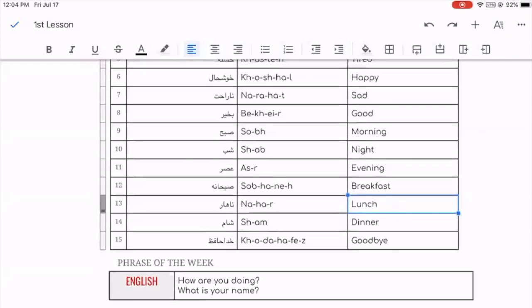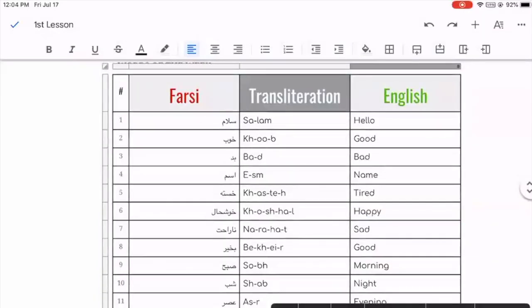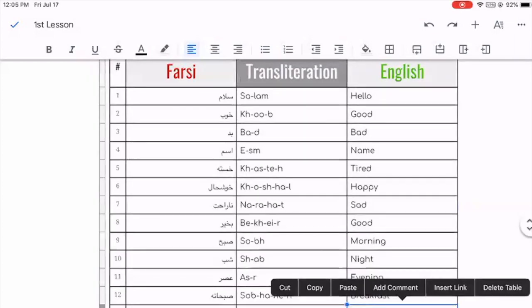A phrase to convey how are you doing in Farsi is حال شما چطور است. How are you doing? حال شما چطور است, which means how are you doing? A usual response to that question will be I'm doing well or I'm doing good. How to say good in Farsi is خوب. خوب, good, is how you would respond to how are you doing.